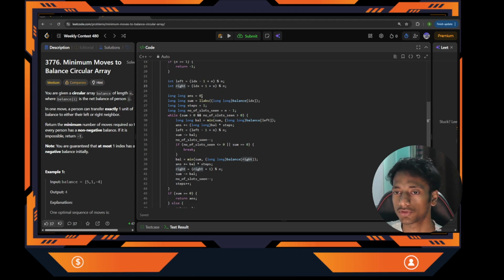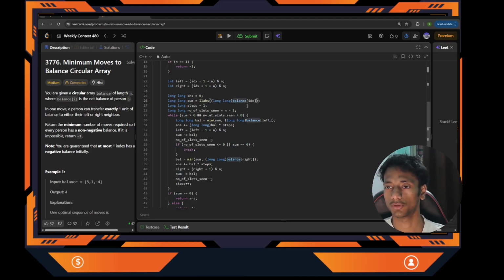Now answer will store the total number of moves required, and sum is the total balance I want to achieve. That will be what? The absolute value of the negative balance, as a long, at that particular index. Now this is the sum which I want to achieve. Now steps is equal to 1.